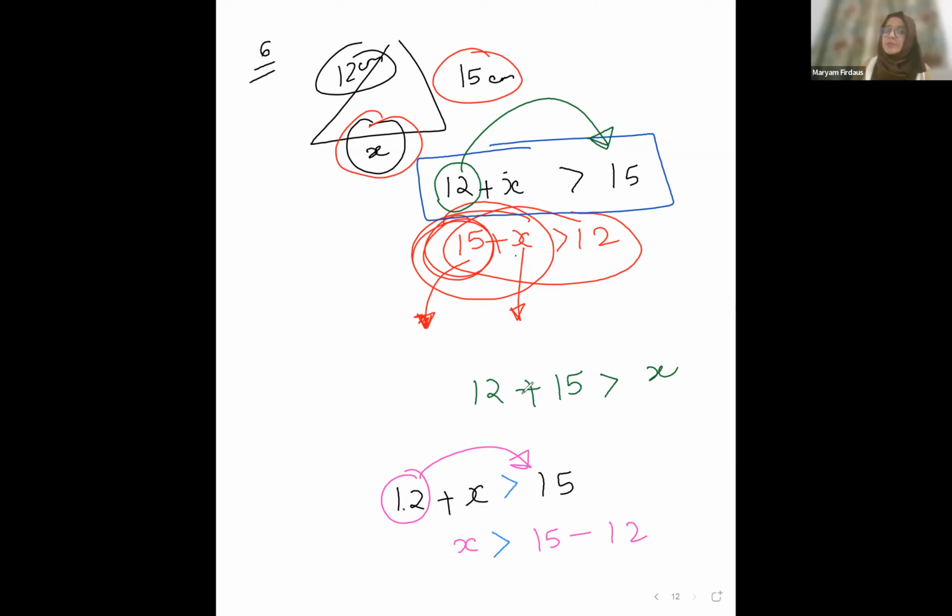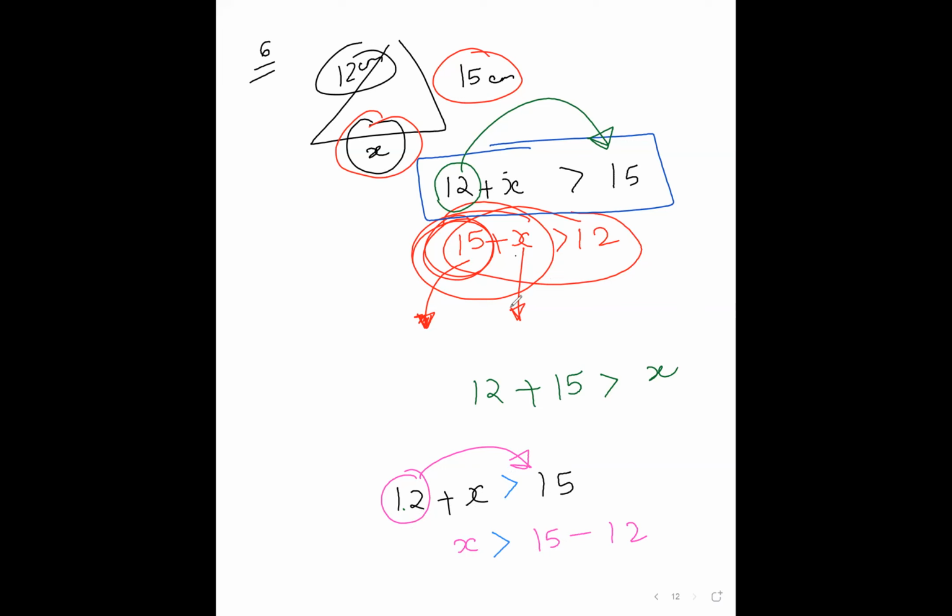You take 12 to the other side of the inequality. So it becomes x is greater than, because it's the greater than sign, we're not changing anything about that, so greater than 15 minus 12. The only thing we've done is taken 12 to the other side.